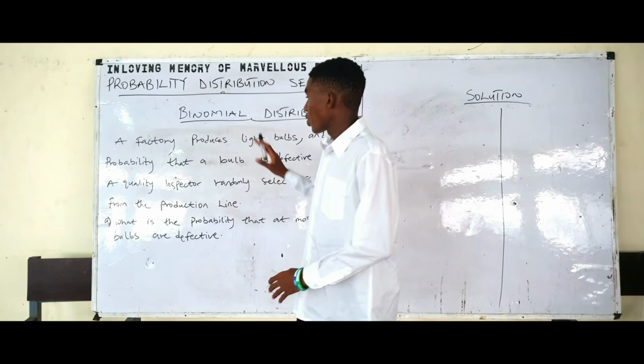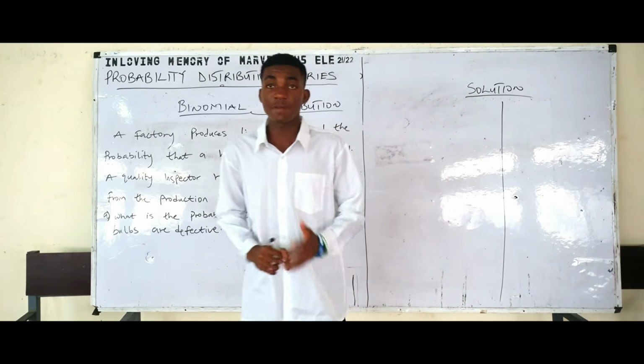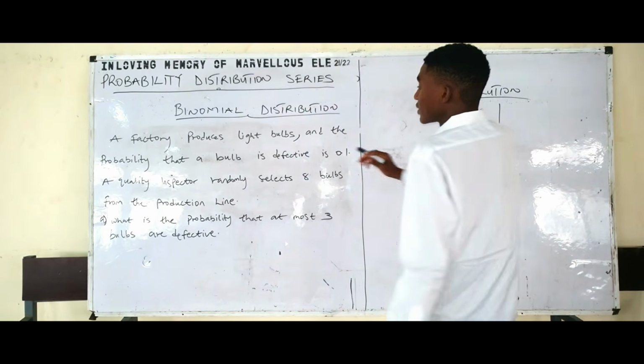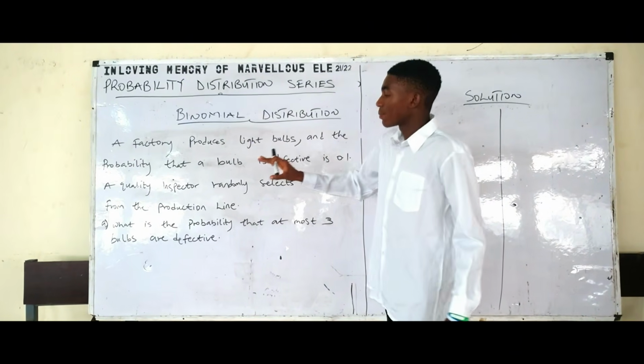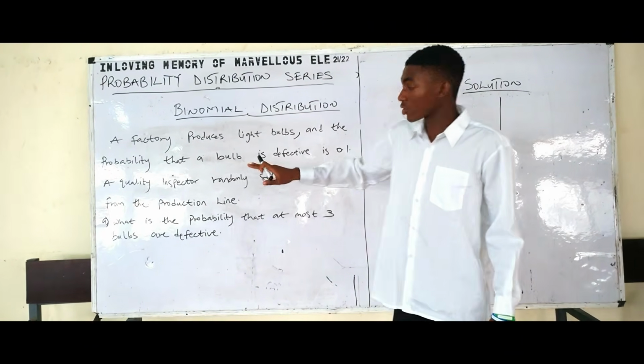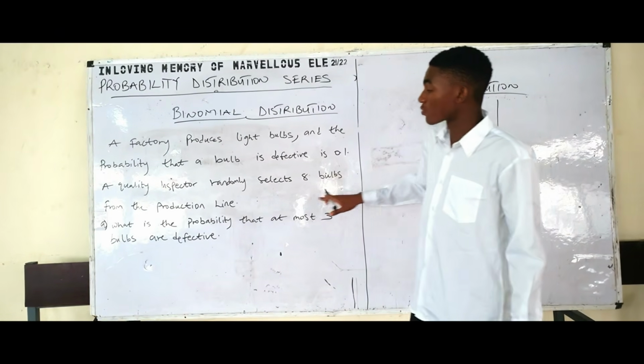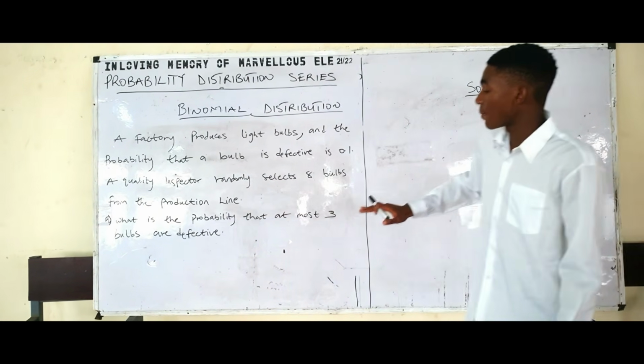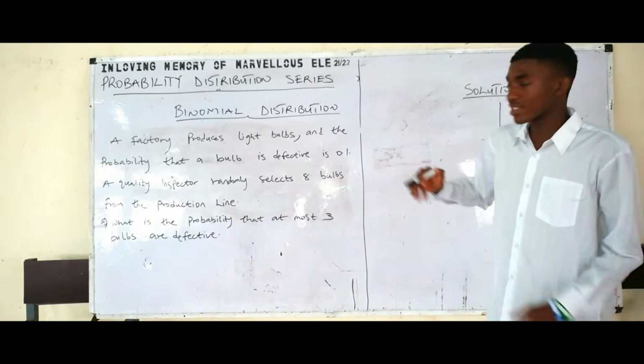Okay, so we have another example here. Now it says a factory produces light bulbs, and the probability that a bulb is defective is 0.1. A quality inspector randomly selects 8 bulbs on the production line. What is the probability that at most 3 bulbs are defective?